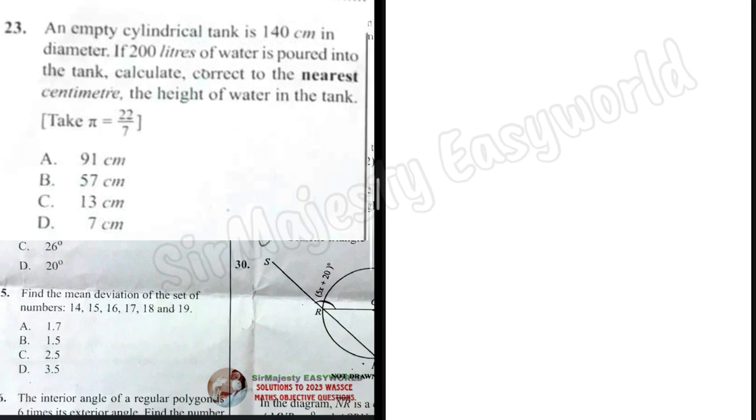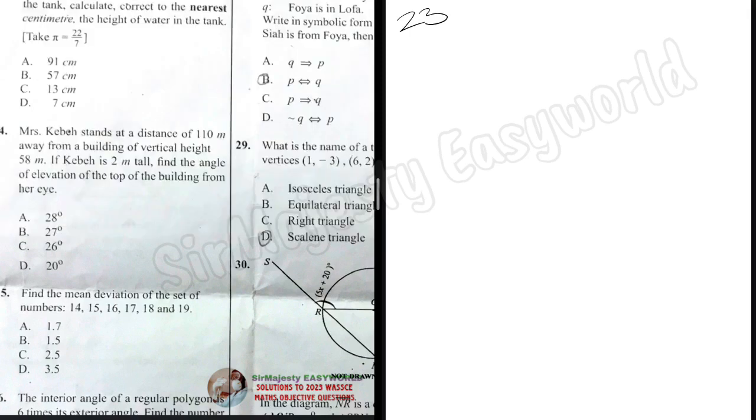So an empty cylindrical tank is 140 cm in diameter. If 200 liters of water is poured into the tank, calculate, correct to the nearest centimeter, the height of water in the tank. So take pi as equal to 22/7.